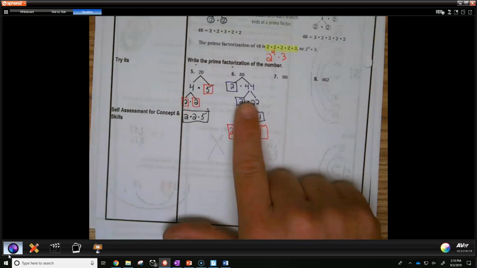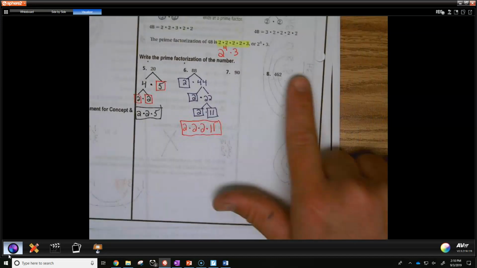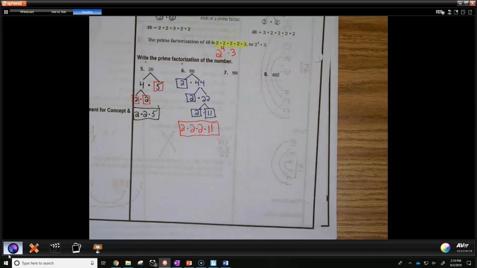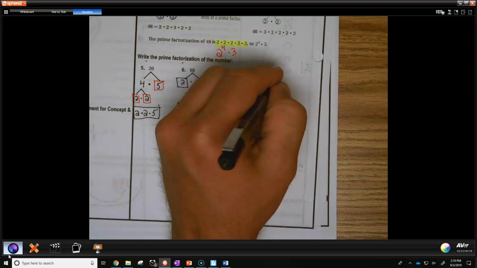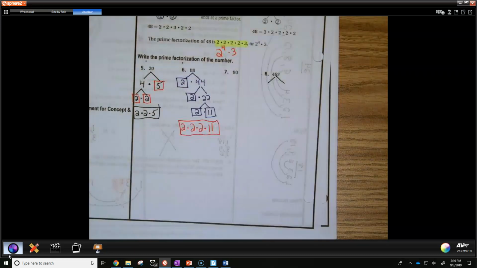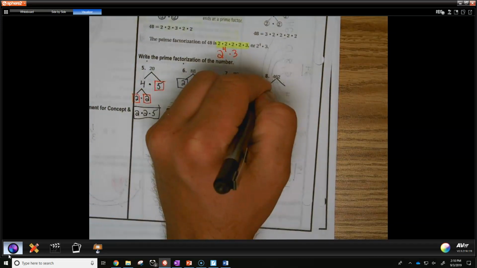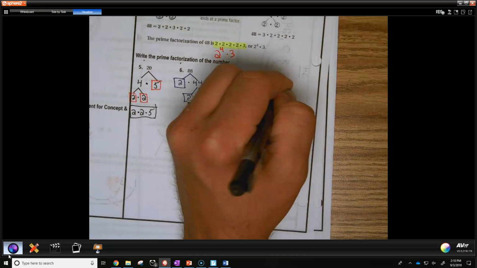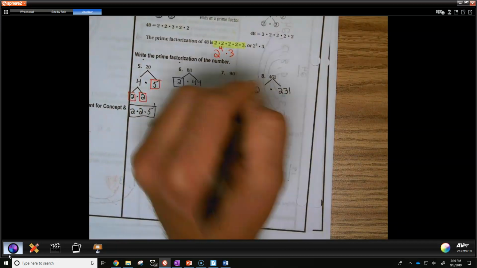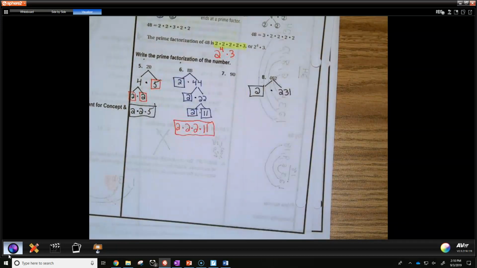Okay, I'm going to skip 90. I'm going to go to the hard one. 462. Sarah, what's the first one? Well, what I did was I did 2 times 231. Sure. You can always use the easiest number you want. Now, when we get to 231, honestly, my opinion right away, I'm thinking that looks like a prime number. But I don't just guess.